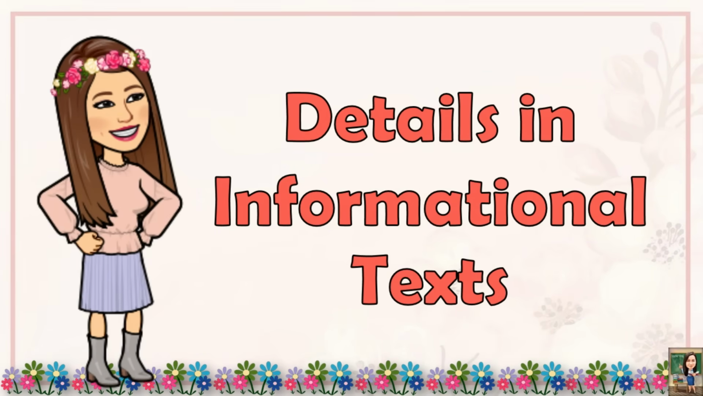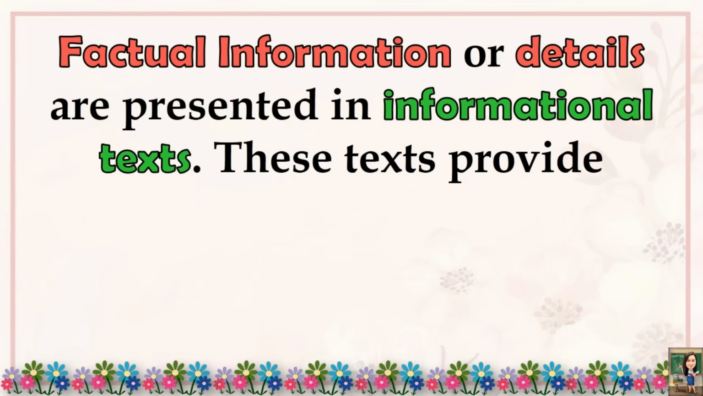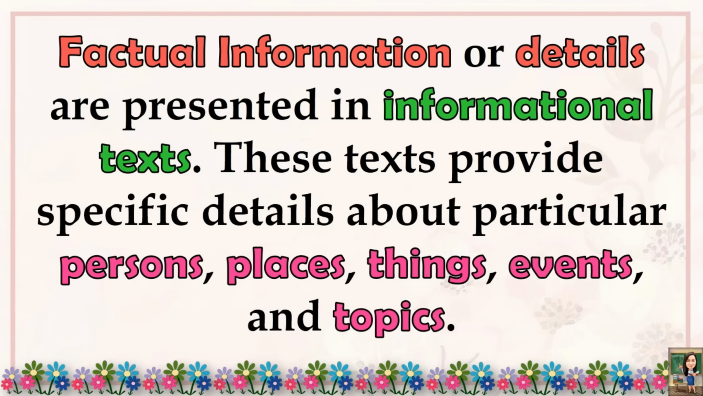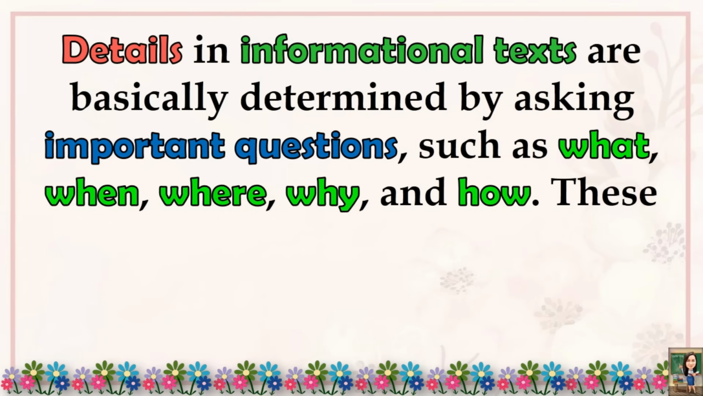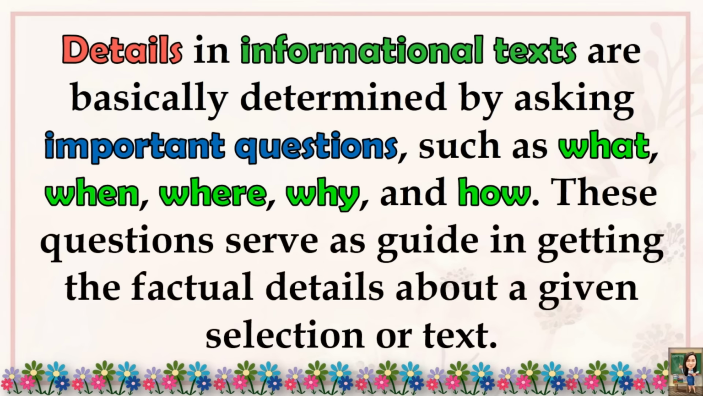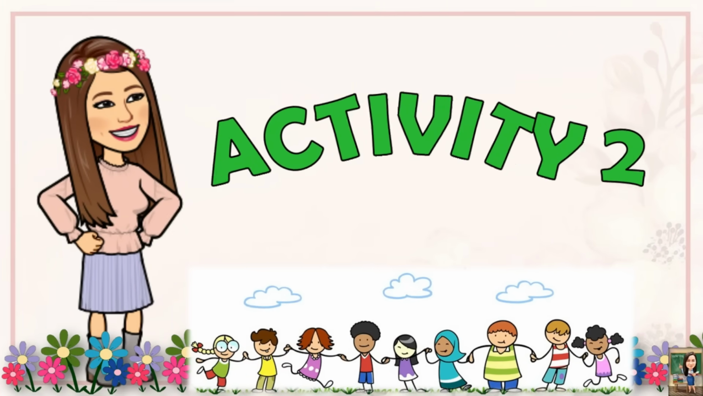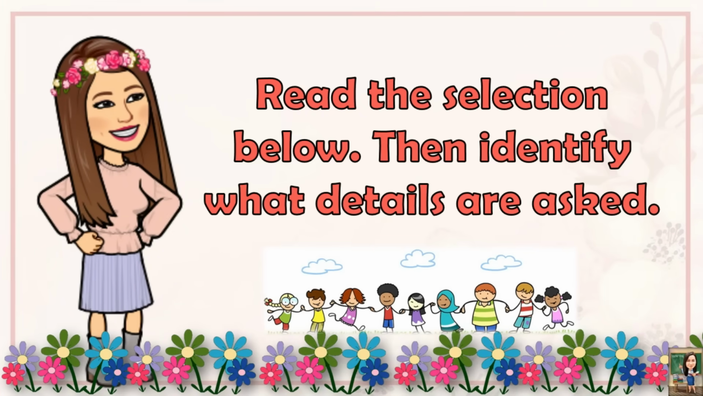Details in informational text. Factual information or details are presented in informational texts. These texts provide specific details about particular persons, places, things, events, and topics. Details in informational texts are basically determined by asking important questions, such as what, when, where, why, and how. These questions serve as a guide in getting the factual details about a given selection or text. For our second activity, Activity 2, read the selection below, then identify what details are asked.